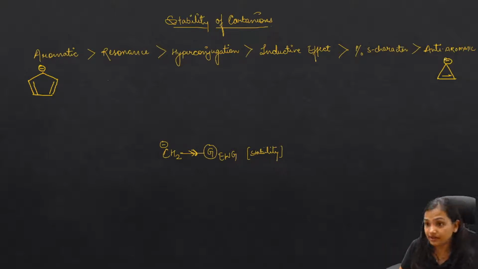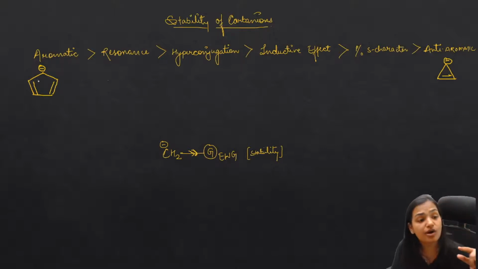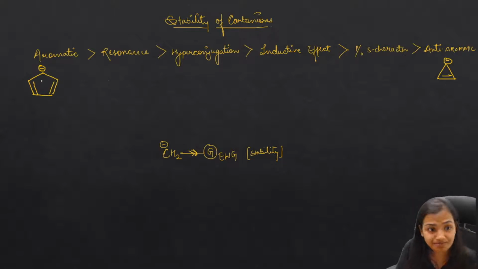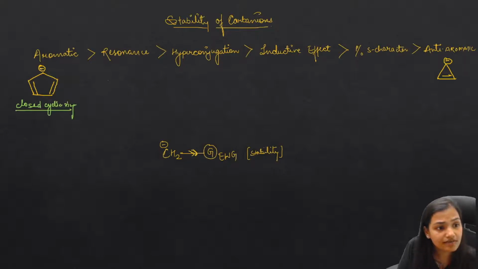And if I take an example like this, with a negative charge, this is an example of an anti-aromatic carbanion. Why? Because here the carbon with the negative charge is a carbanion, and it is part of a closed cyclic ring. In both examples this is a closed cyclic ring, and if this negative charge is in resonance, then ultimately we can say that this is planar.